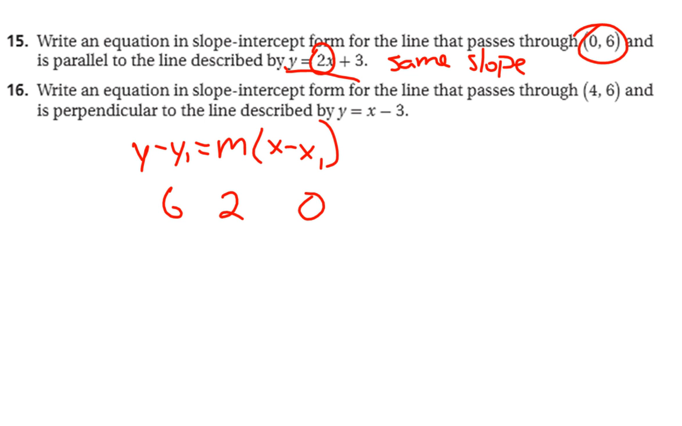Hold on. Let's not do this all in red. Let's say 0, 6, and our slope is 2, 6, and now I'm backwards. Ugh.